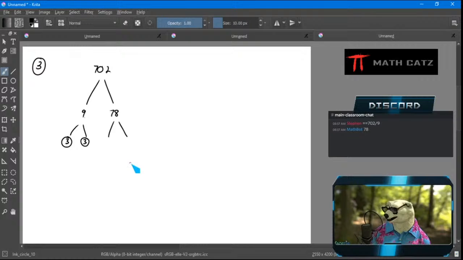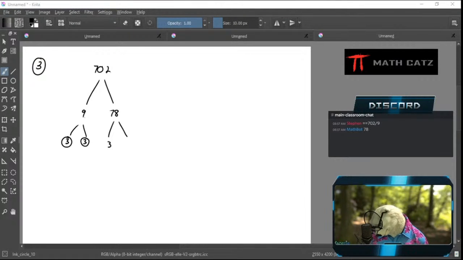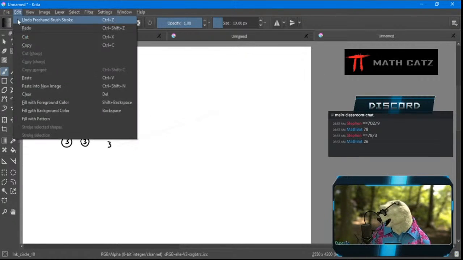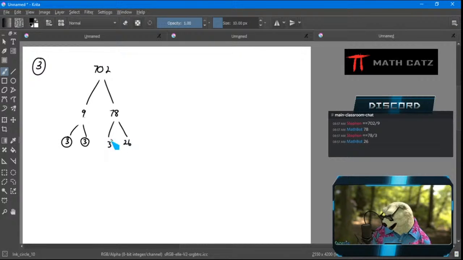78, maybe I only see a 3, and then I'll just show something in the chat to confirm the 3 is a factor of that. 78 divided by 3, and I have 26 left. 3 is done. 26 is almost done. It's 2 times 13, and now both of those are done. And your tree might not look like this. It doesn't matter. In the end, when I sort it nicely in increasing order, I get a 2, I get 3 3s, and I get a 13.